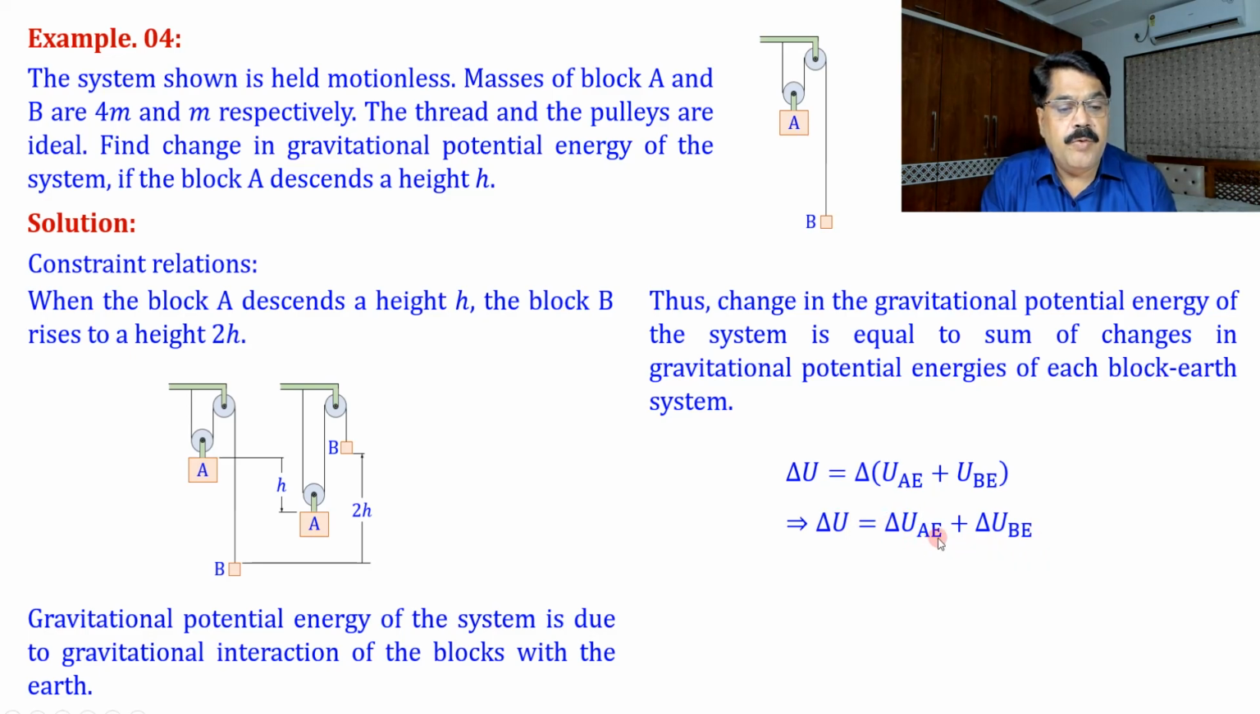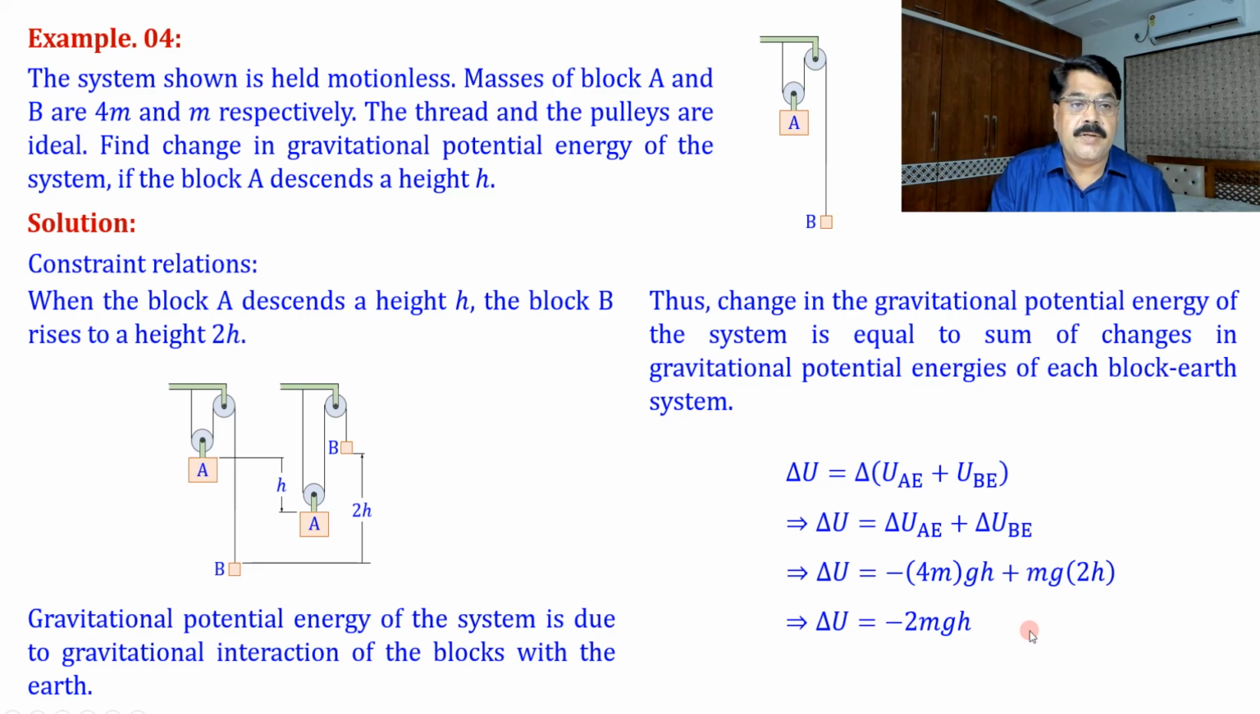And delta U_A is very simple to write. That is 4mg with minus h, so minus 4mgh, and delta U_B will be mg into 2h, so it will be 2mgh. So what do we get here? Minus 4mgh plus 2mgh, which is minus 2mgh. So delta U is equal to minus 2mgh. That is the total change in gravitational potential energy.